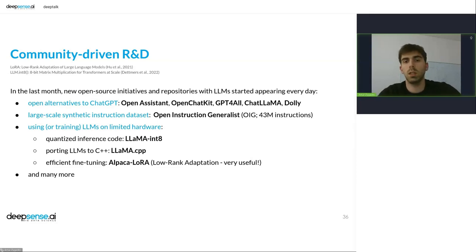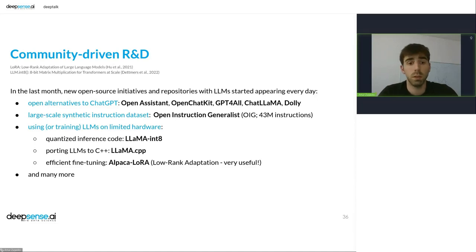Still in March 2023, the community started doing a lot of stuff. During this last month, a lot of open source initiatives and repositories around LLMs started appearing every day, including open alternatives to ChatGPT, a 40 million instruction dataset that was synthetically created, and also algorithms that allow using or training LLMs in limited hardware scenarios. For example, related to quantized inference code, there is also a successful attempt to port Llama to C++, and a very important direction of research is efficient fine-tuning methods.